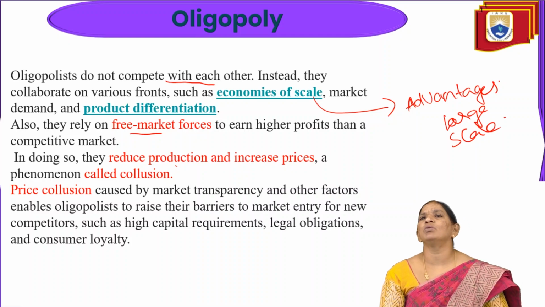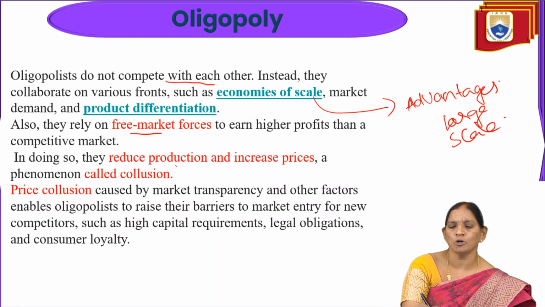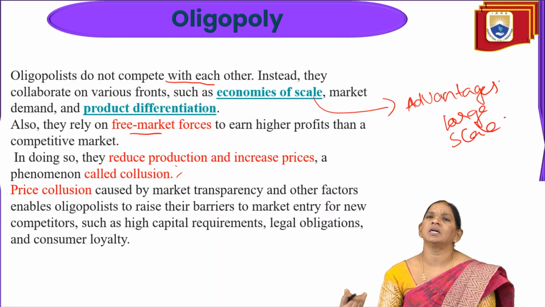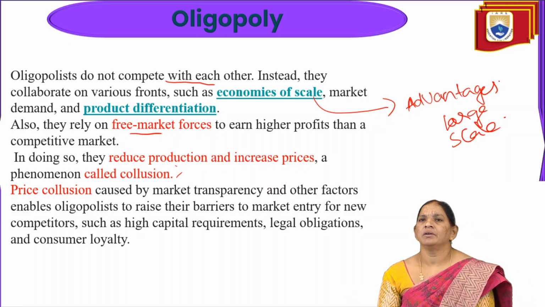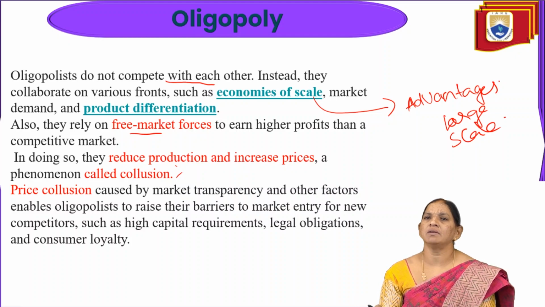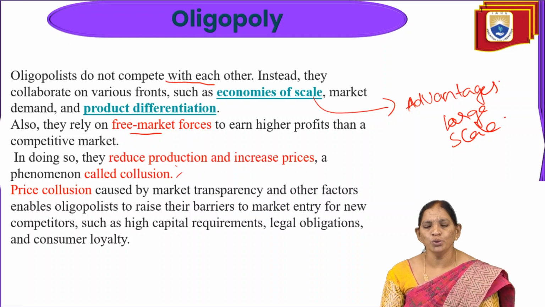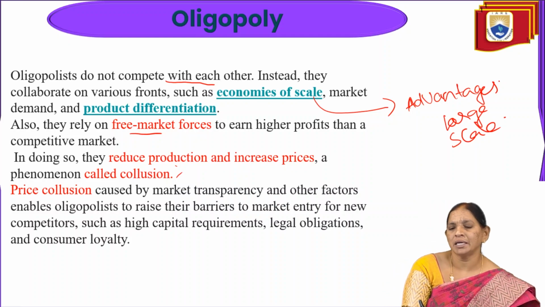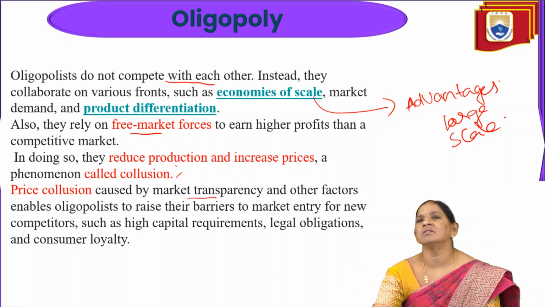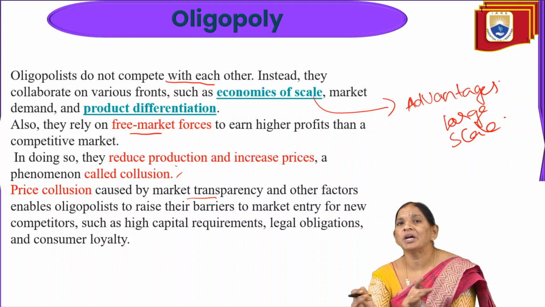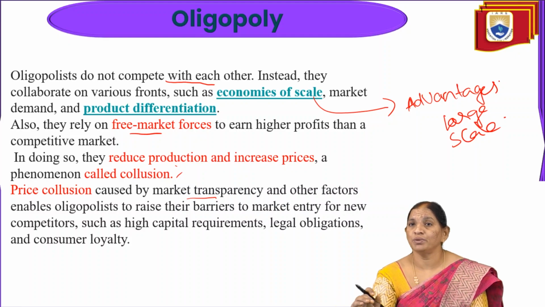So this phenomenon, whatever we said in the first, like collusion, means we ourselves will create an artificial supply deficit, and we ourselves will increase the price. And this price collusion is caused by market transparency. Means here the markets will be transparent, so we can identify that the price collusion will be carried out perfectly.